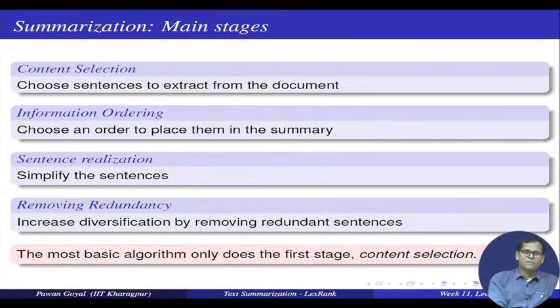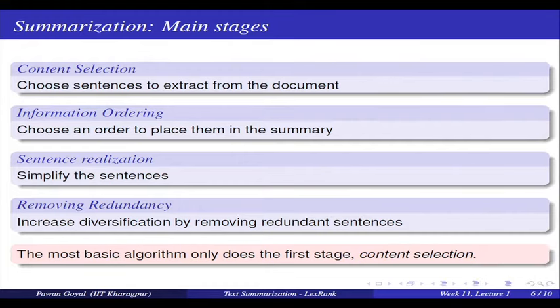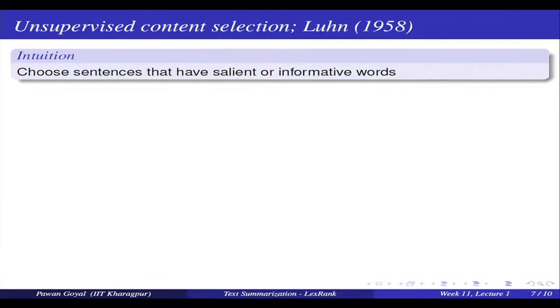So when we talk about the most basic algorithm, this will only concern the first part, that is the content selection. How do I find the most important sentence in the document? So let us see what is the simplest algorithm. This was designed by Luhn in 1958. This is called unsupervised content selection.